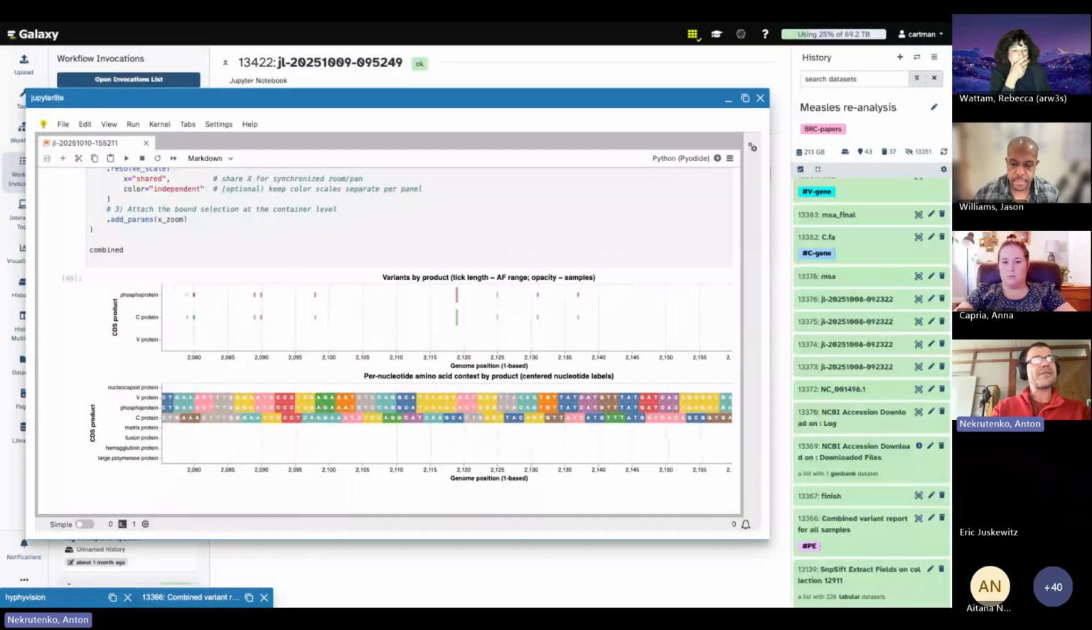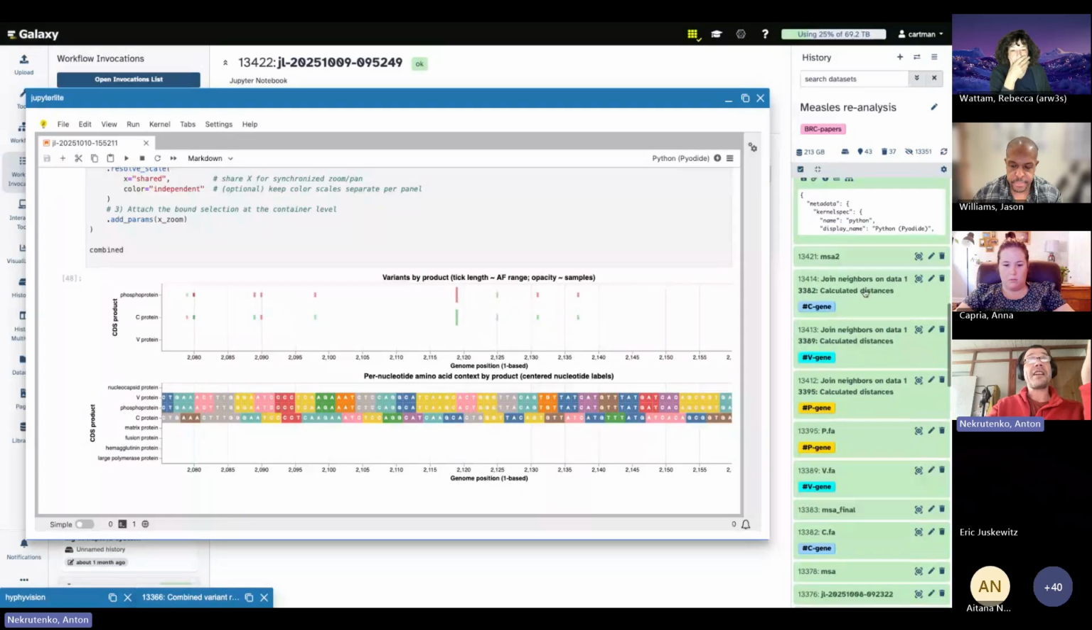If you know anything about measles, you know it has these weird overlaps. So it's interesting how substitutions are in these overlaps because they would affect overlapping reading frames differently. So I can look at that. I can do analysis in this notebook, restrict things to certain sequences, move them back into Galaxy. And then I can run more Galaxy tools.